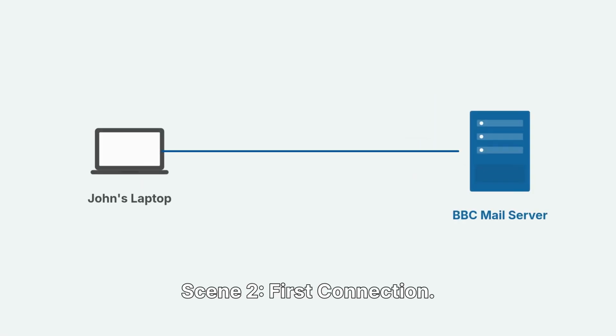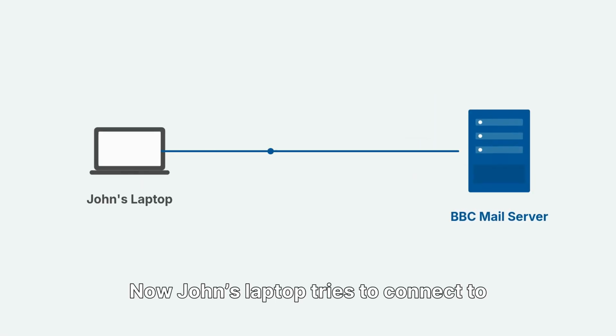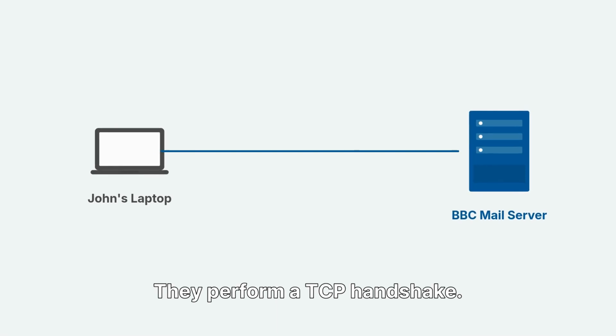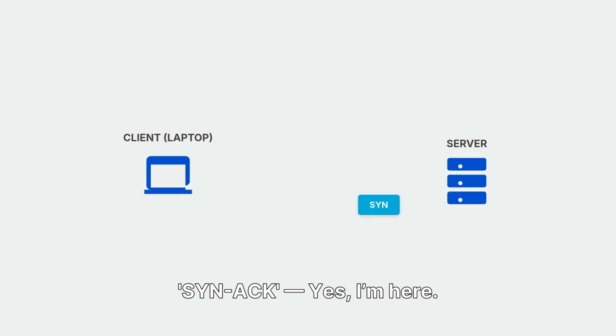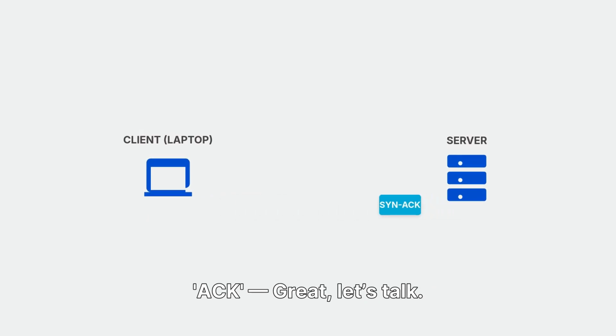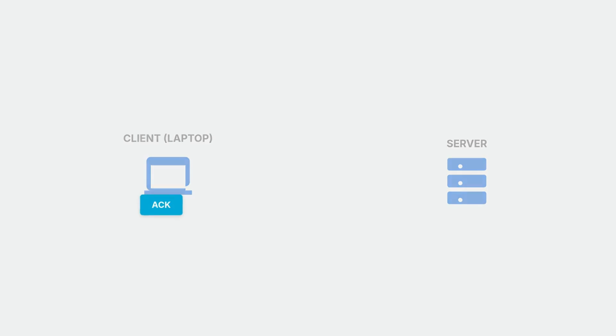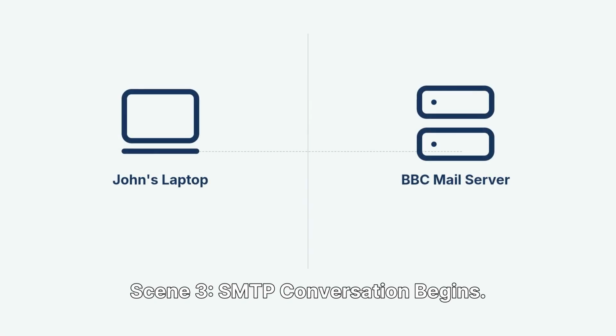Scene 2. First connection. Now John's laptop tries to connect to the BBC mail server. They perform a TCP handshake. SYN. Can I talk? SYN-ACK. Yes, I'm here. ACK. Great, let's talk. Connection established.